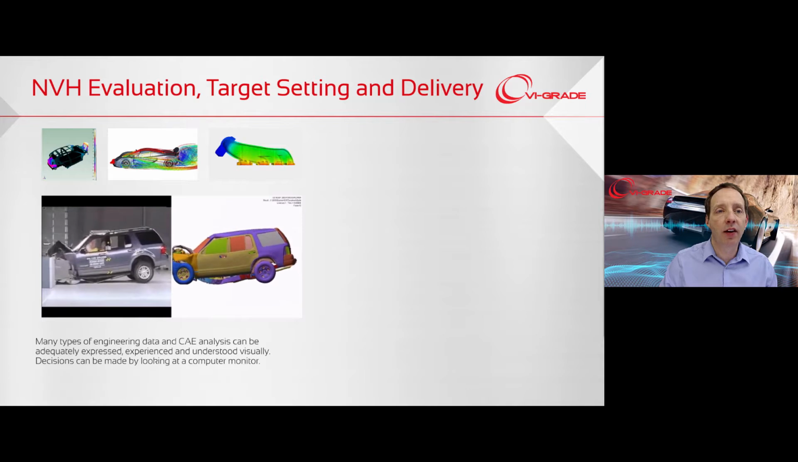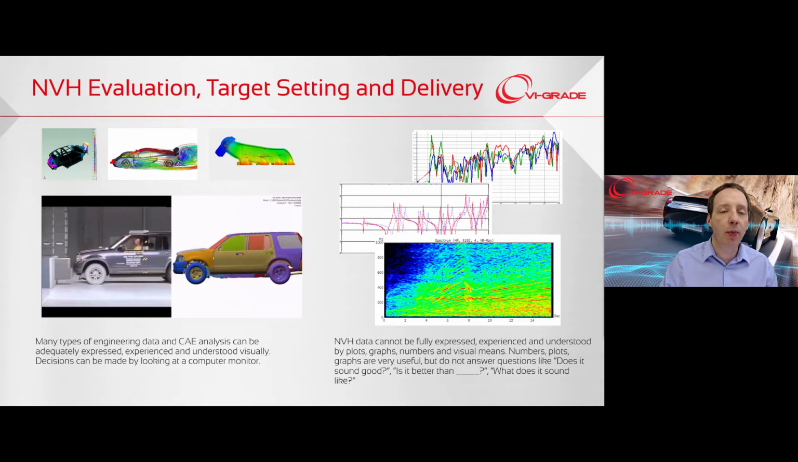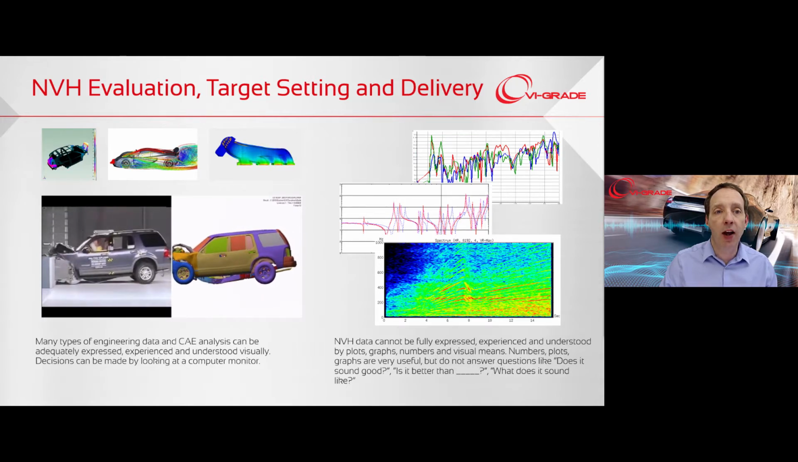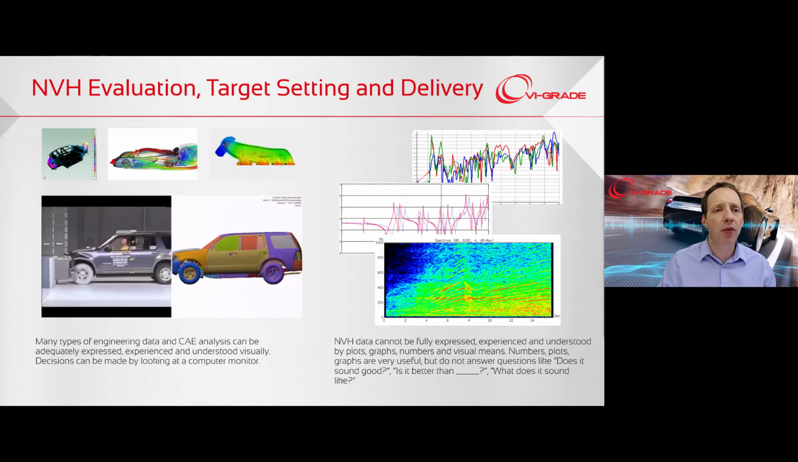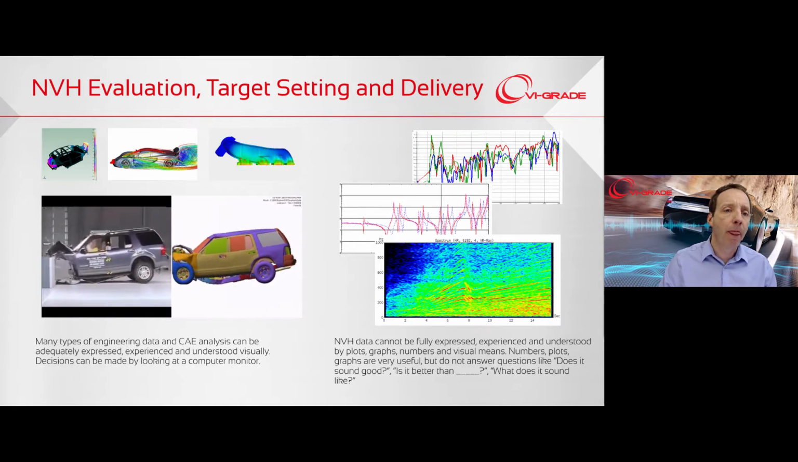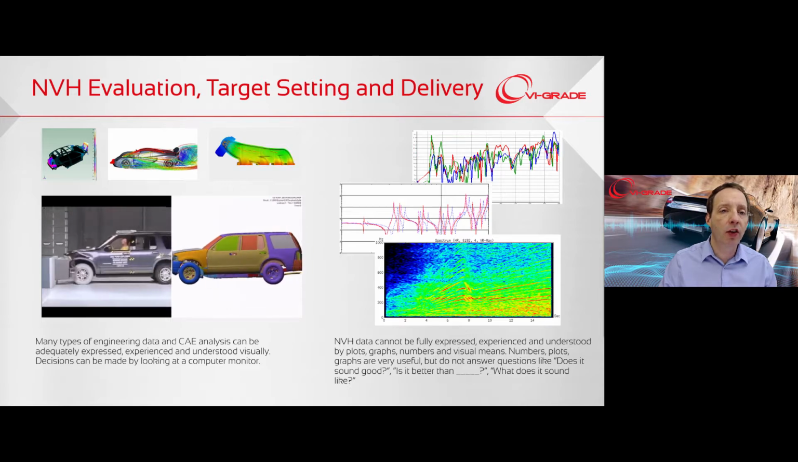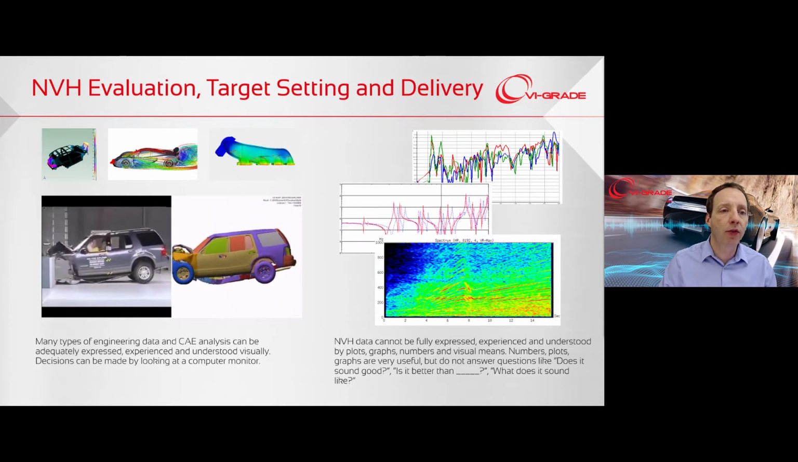Many types of engineering data and CAE analysis can be adequately expressed, experienced, and understood visually. Decisions can be made by looking at a computer monitor. NVH data is a bit different. We get a lot of great information from testing, analysis, and simulation, but the results are typically in the form of plots and graphs. NVH data cannot be fully expressed, experienced, and understood by plots, graphs, numbers, and visual means. Numbers, plots, graphs are very useful, but do not answer questions like, does it sound good? Is it better than this other car? Or my favorite, what does it sound like?